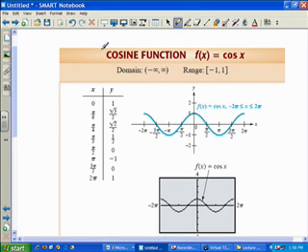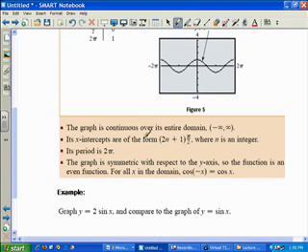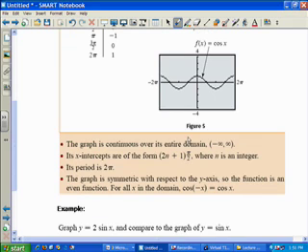Cosine function: again the domain is negative infinity to positive infinity, and again the range is negative 1 to positive 1. However, what are the differences between the cosine function and the sine function? Now our x-intercepts are no longer multiples of pi, they are odd multiples of pi over 2. So that's what would cause cosine to equal 0.